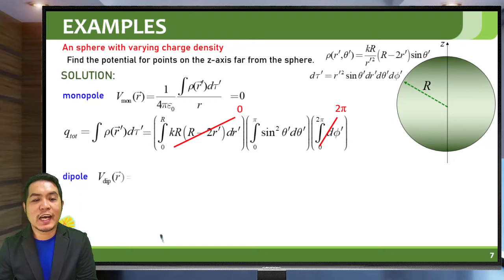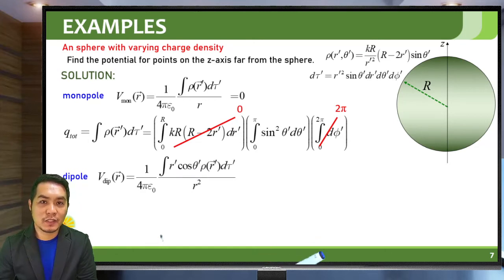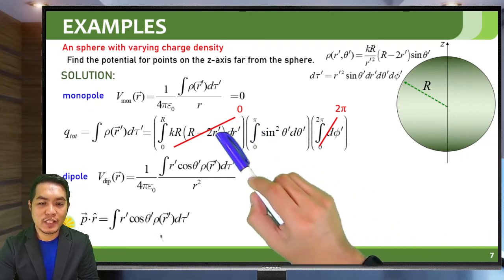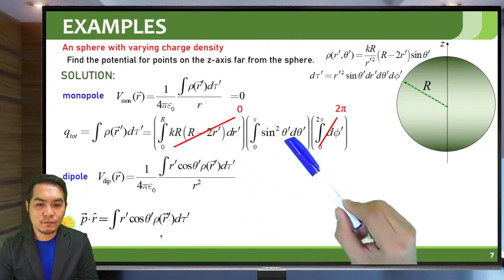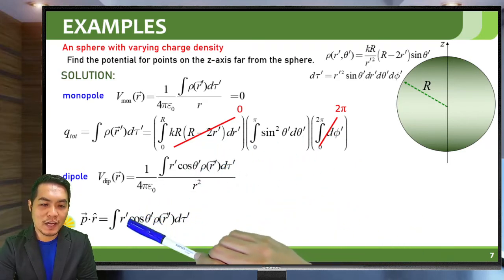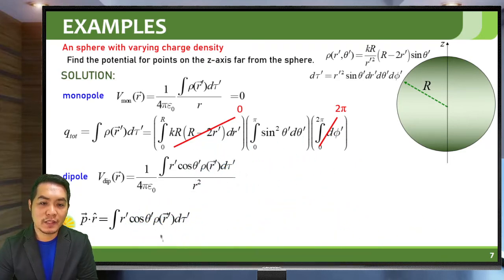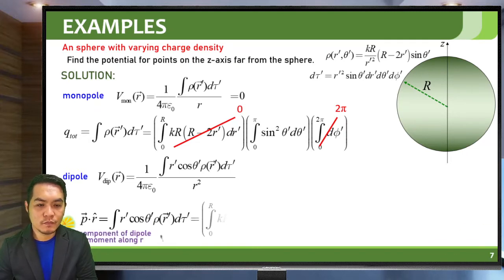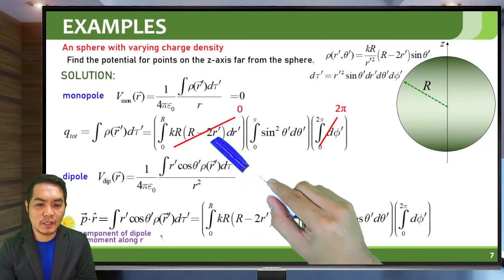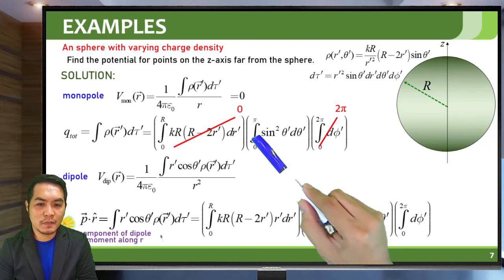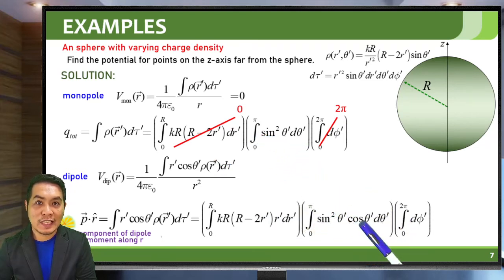Okay, let's now go to the dipole term. This is the dipole term in the multipole expansion. We need just to solve this integral, which is just the component of the dipole along the r hat direction. It's actually the same integrals, but we now have an r prime here, and we now have a cosine theta prime here. So our integral will look like this. It's similar to the r integral, but there's now an r prime here. It's similar to the theta integral, but there's now a cosine theta here.